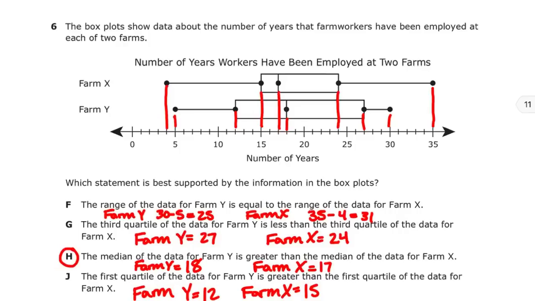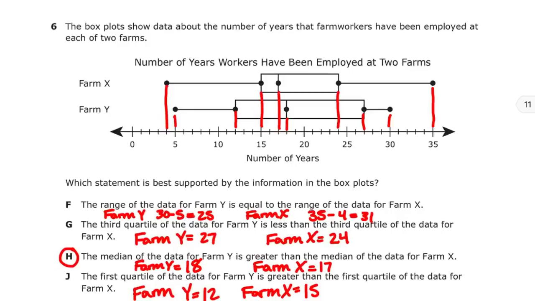For G, it says the third quartile of the data from form Y is less than the third quartile of the data from form X. So the third quartile is when you look at the box, the rectangular box, you're looking at the third dot. So basically the dot at the end of the box or towards the right side of the box. For form Y, that comes down to 27. For form X, that comes down to 24. So Y is actually more, not less than form X. So therefore, that answer cannot be true for us. We cannot select that answer.